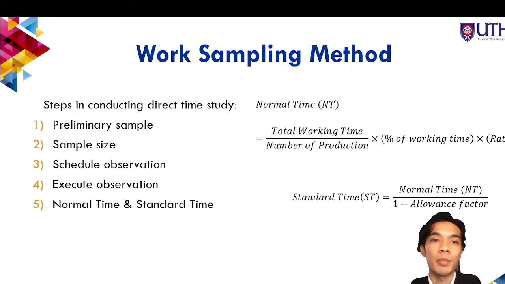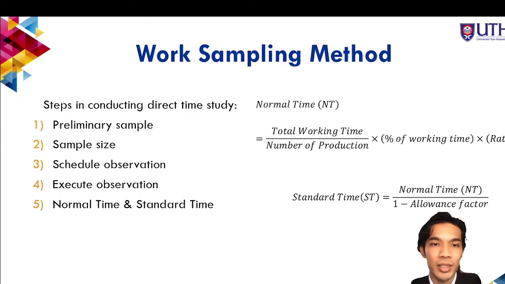Next is work sampling. Work sampling, also referred to as random sampling or activity sampling, is a work measurement method that involves observation of the work at discrete time intervals. There are five steps in conducting this method. The first step is to take a preliminary sample in order to get an estimation of the parameter value. The next step is to calculate the required sample size. After that, a schedule of observation needs to be prepared.